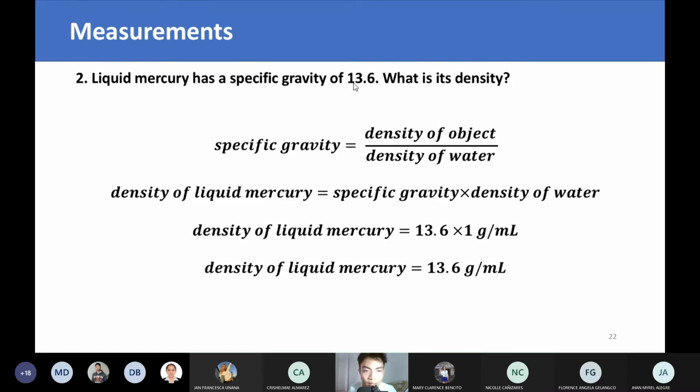Ganun din dito. Kunwari, ang specific gravity, 13.6. Ano yung density? Anong gagawin nyo? Ilagay nyo na lang yung gram per ml. Okay na yun. Huwag na kayo mag-derive. So, ganun lang yun. Ang specific gravity is same as density. The only difference is that may unit yung density, in specific gravity, wala. Because the density is divided by the density of water at 4 degrees Celsius. So, same value lang.